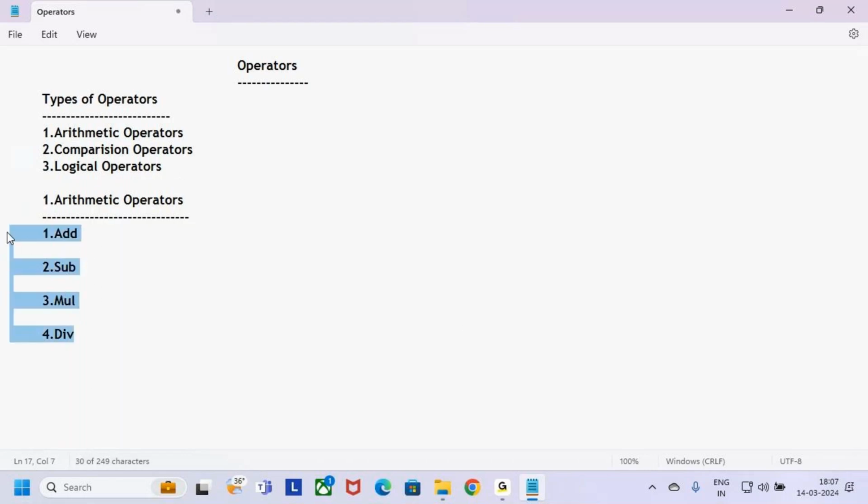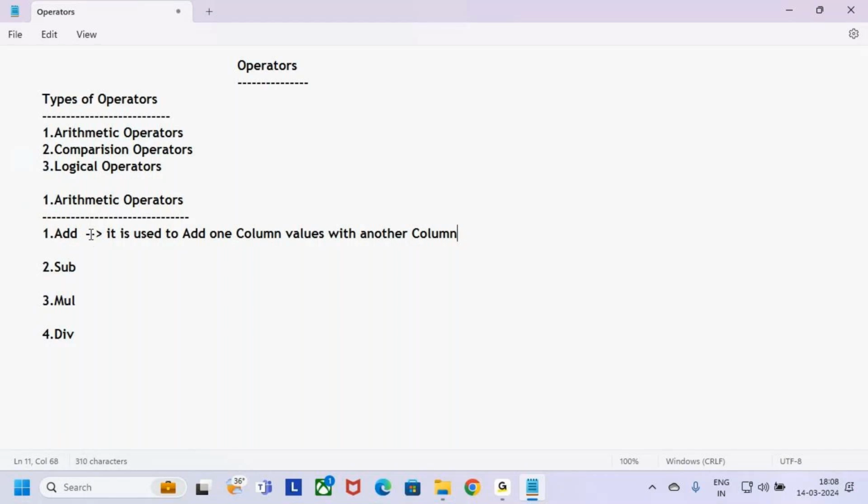These are the different types of arithmetic operators we'll have. Let me discuss one by one, guys. First, the addition operator. You already know its functionality, but let me discuss it again at a high level. The first one is the addition operator. What's its functionality? It is used to add one column's values with another column's values, guys. How to add one column's values with another column's values, you'll understand, I'll explain it to you.